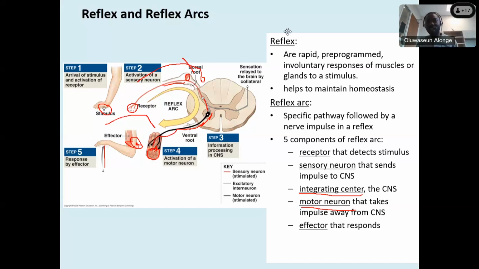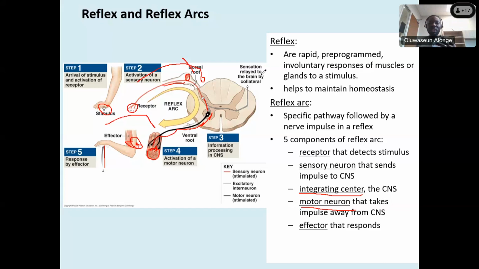So the reflex arc involves the receptor, which receives the message, the sensory neuron, which is also the afferent neuron and brings sensory information. Then the integrating center is the interneuron that processes the message, interprets it, and tells the body what to do. Then you have the motor neuron, which takes the impulse from the central nervous system to the effector. Effector can be a gland, effector can be a muscle.